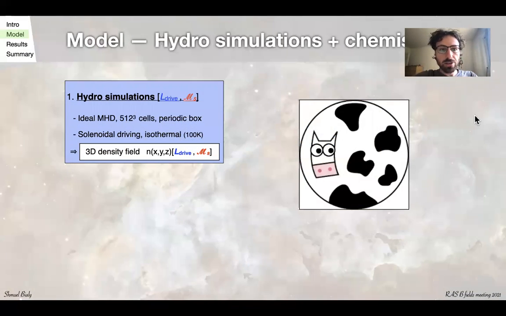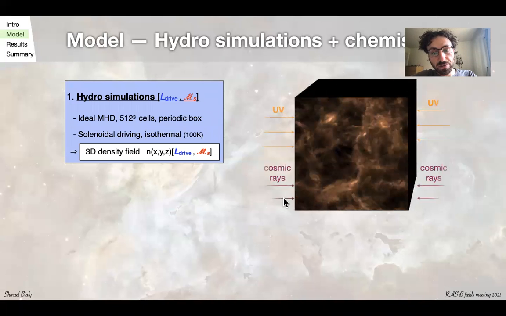So to try and answer this question, we ran a series of magnetohydrodynamic simulations of driven turbulence, periodic boxes in different resolutions. Here, the fiducial case is 512, but we also have higher resolutions. And the simulations are characterized by the driving scale, sonic Mach number, and Alfvénic Mach number. This defines the density field.